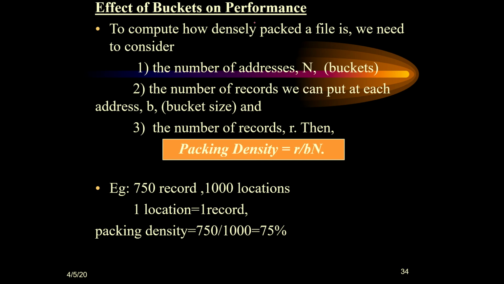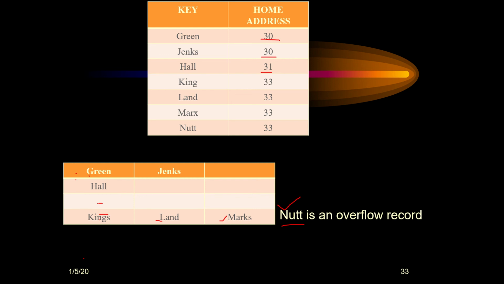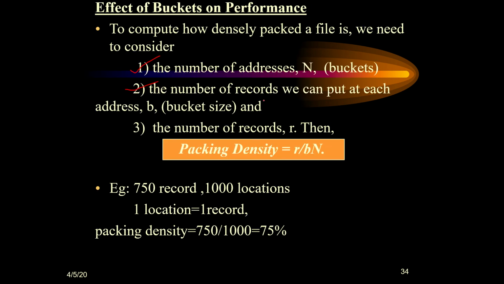So, effective buckets and performance. Now we need to see how much improvement a bucket address gives compared to a file without buckets. For computing the packing density of a file using buckets, there are three main things to keep in mind. The first is the number of bucket addresses, N. The second is the number of records within a bucket, B. In the previous example each bucket held 3 records, so B becomes 3. The third is the total number of records, R. So the packing density is R divided by B times N.